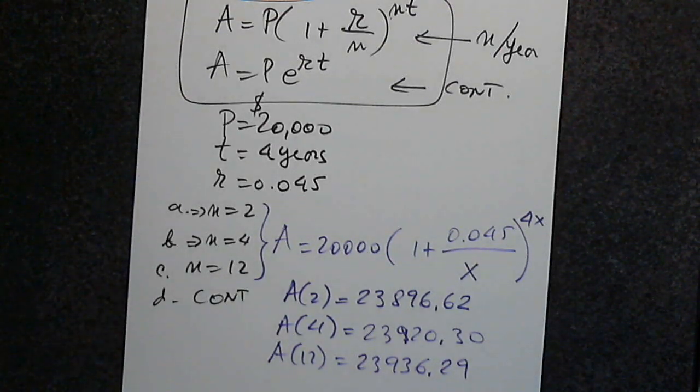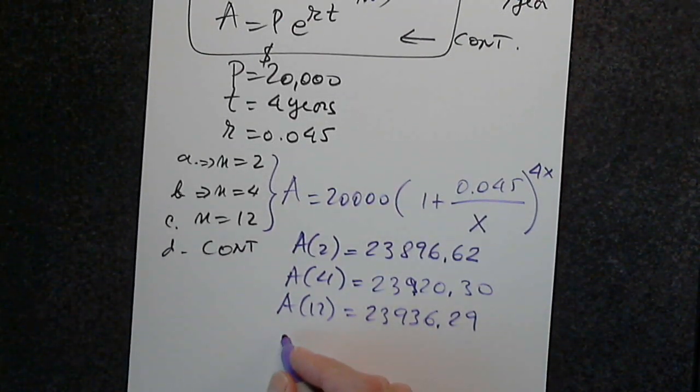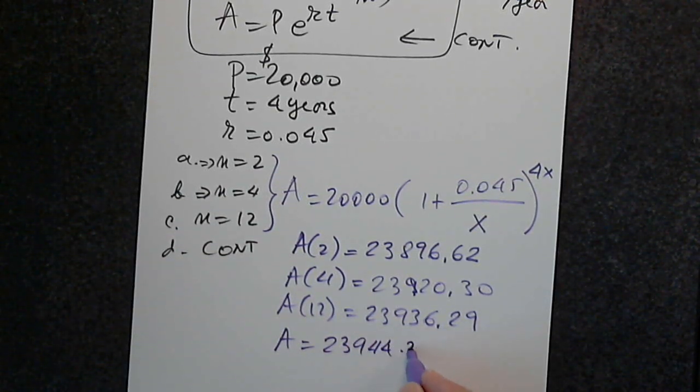Now, with the last one, there is no need to create a function because it's only one calculation. So we will have 20,000 times e, so second and natural log, and in parentheses, we have 0.045 multiplied by 4 years, 4. Close the parenthesis. So this is the number that we get when the interest is compounded continuously. So A in this case is 24,944.35.